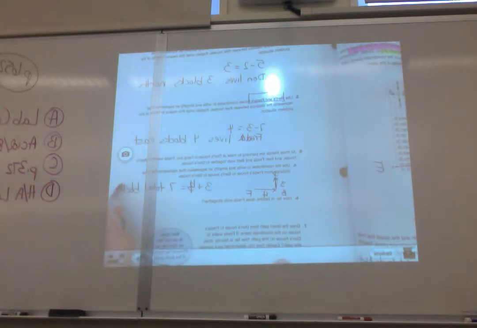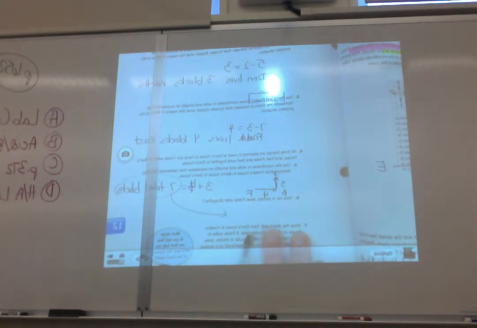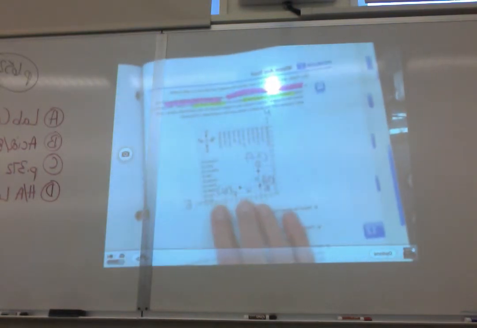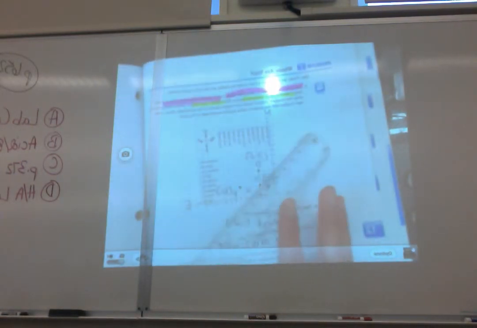Okay, so I already answered this part. Draw the direct path from Don's house to Frida's house. So back to our graph. Here's our ruler. Here we go.